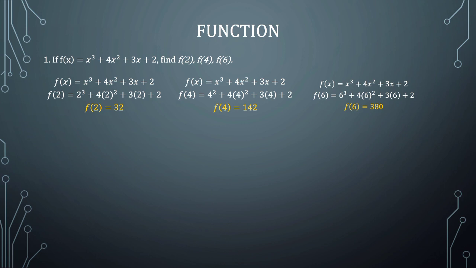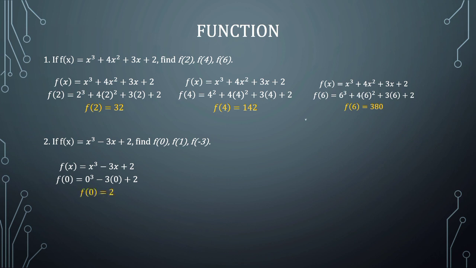Next, here is the second example. If f of x equals x cubed minus 3x plus 2, find f of 0, f of 1, and f of negative 3. To find f of 0, substitute its value. So f of 0 is equal to 0 cubed minus 3 times 0 plus 2. So we solve this and f of 0 is equal to 2.